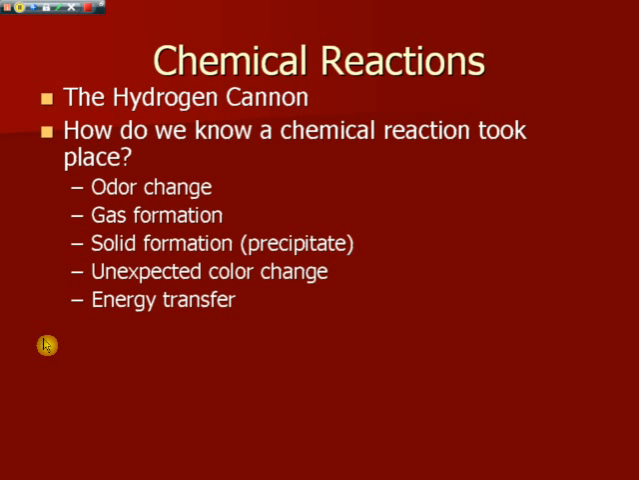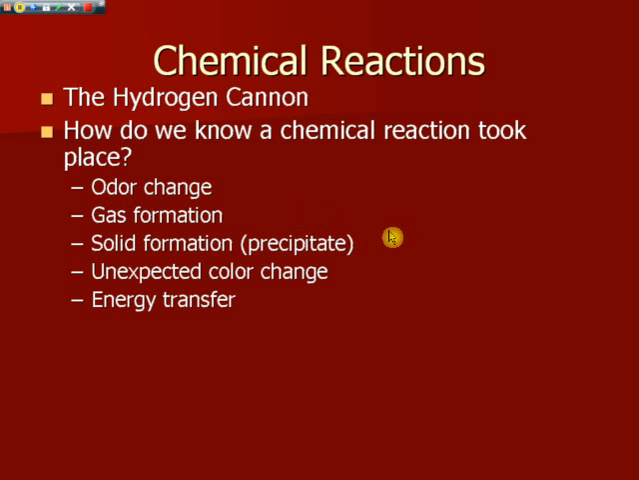Now, first of all, how do we know a chemical reaction took place? There are certain symptoms that occur during a chemical change. First of all, we know a chemical change has occurred when there's a specific odor change. We also know that a chemical change has occurred when we see gas being formed. For example, bubbles. If we see solid formation, which is also called a precipitate, so if two liquid solutions combine and we get a solid from that, that's a chemical change.